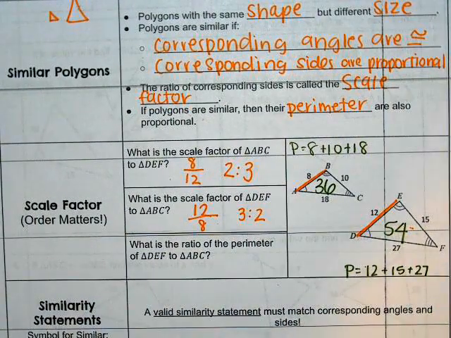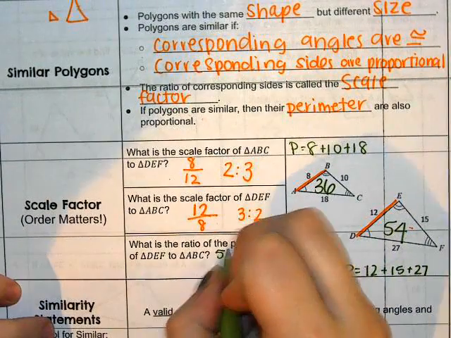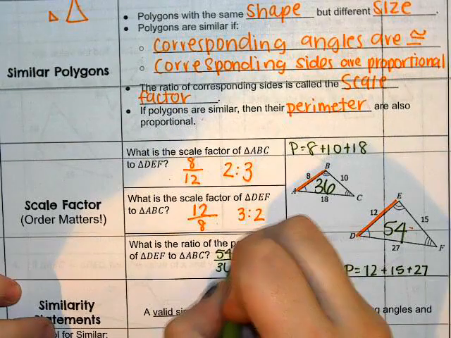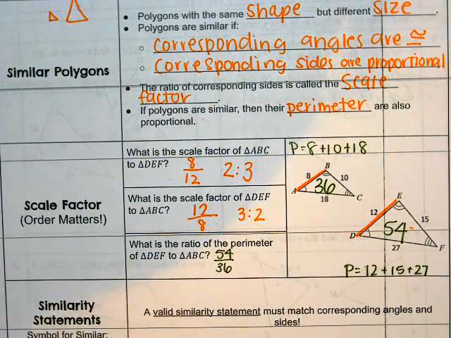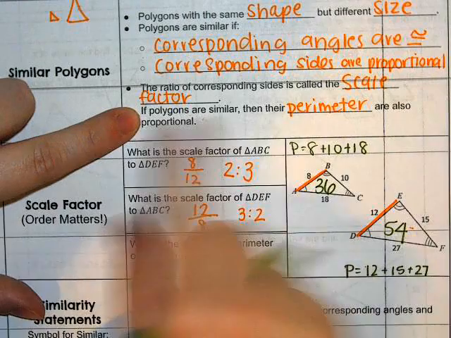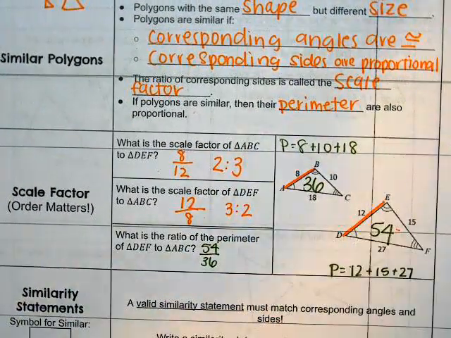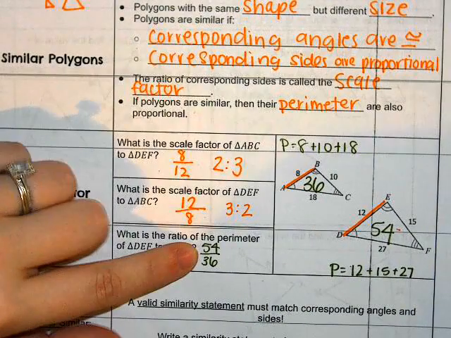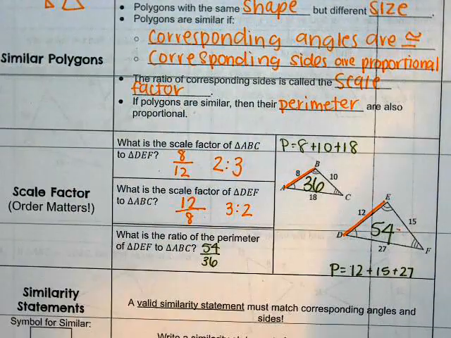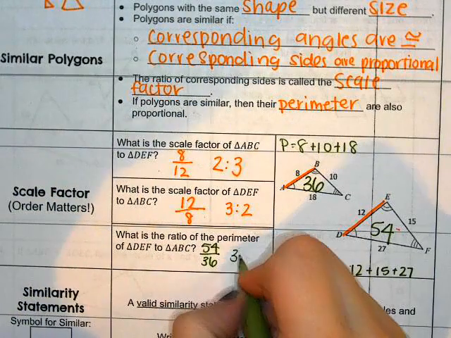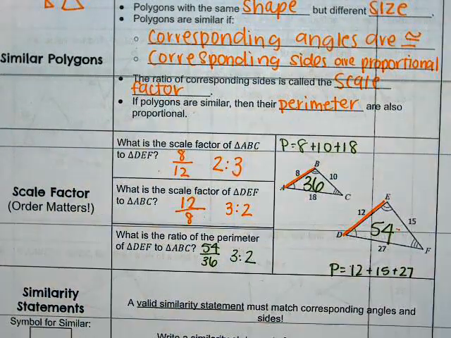So now my ratio of the perimeter of DEF to ABC would be 54 to 36. That is not in simplest form. But remember up here I said if polygons are similar, then their perimeter is also similar. Is also proportional, kind of like their sides. When you put this in, it is the same ratio as the scale factor that we did above. It is also 3 to 2. And that is because those sides are directly proportional, as well as the perimeters.